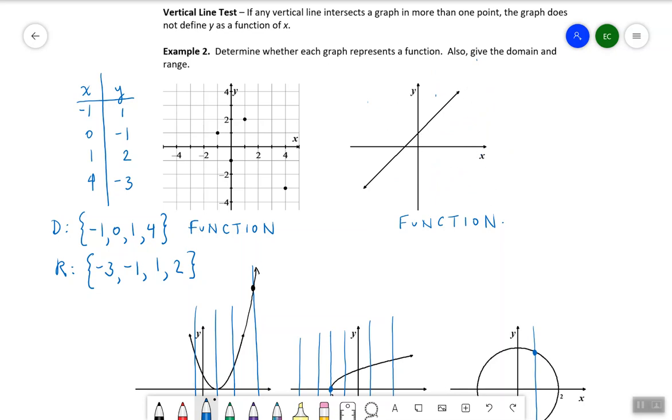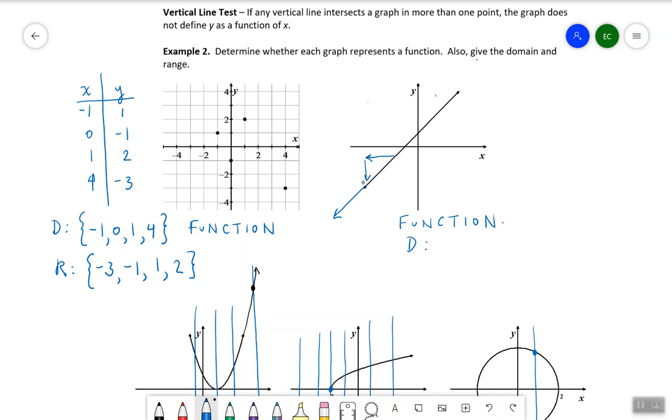This time, the graph is not discrete points. It's a continuous line from left to right. Those would be the x values, the domain. If we follow this line out to, well, the line is going to the left and down, right?